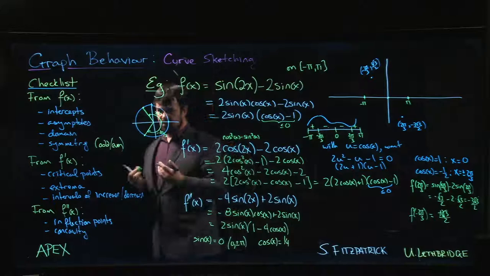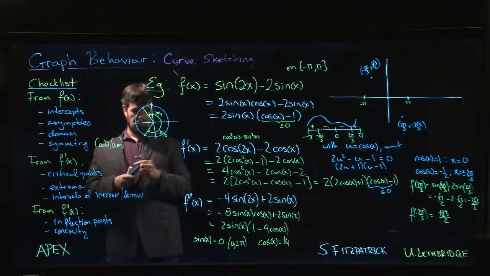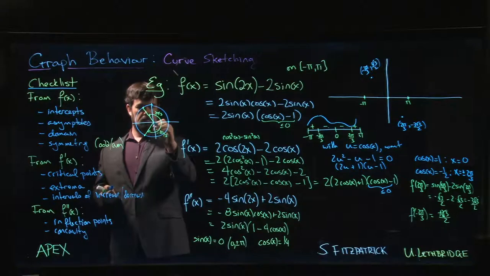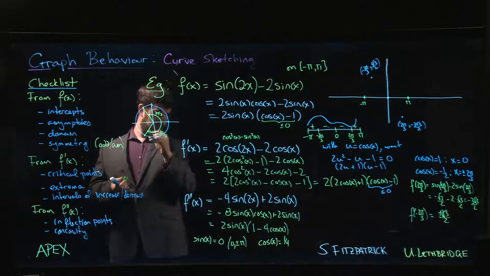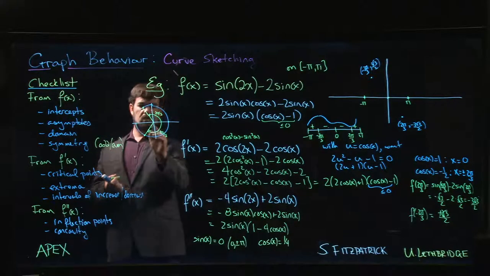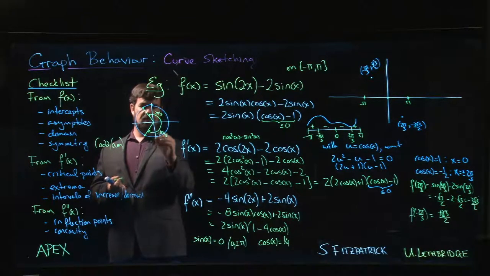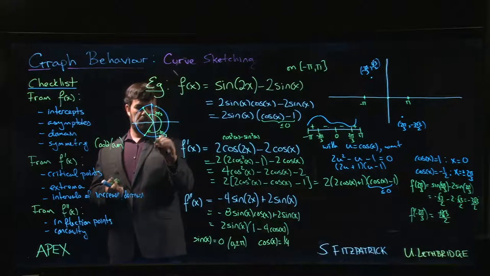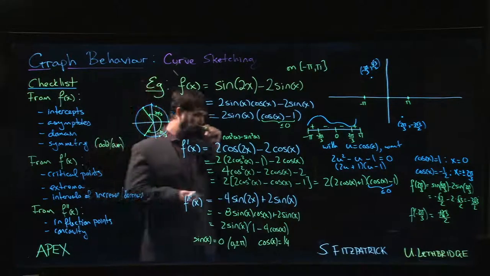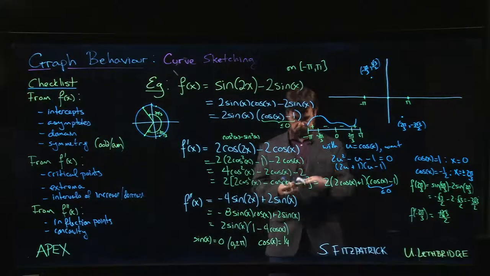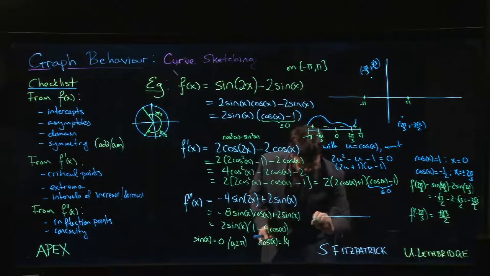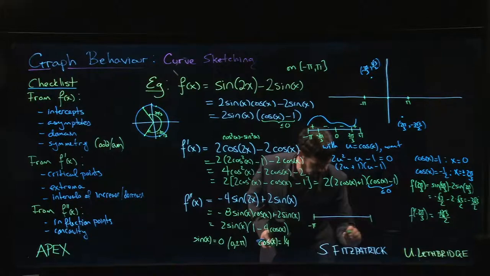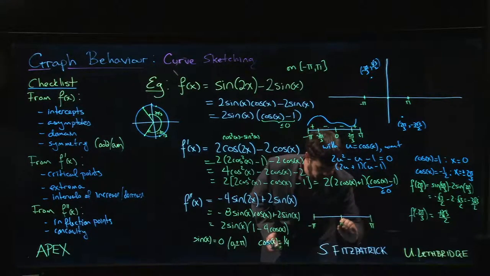Now, that's not a nice angle that you can find somewhere on your unit circle, but we know that cos x is equal to a half at pi over 3 and minus pi over 3, so it's going to be equal to a quarter somewhere around there, right? So there are some inflection points that are hard to get exactly, but we can fake it a little bit.